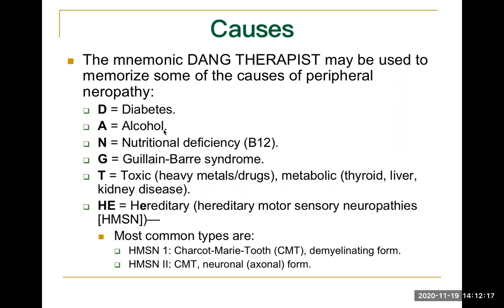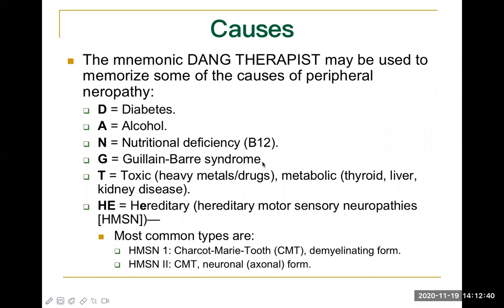A stands for alcohol. Alcohol is a toxin, and that toxin can badly damage the nerve. So peripheral neuropathy occurs with alcohol consumption. Nutritional deficiency, especially vitamin B12. Just now you talked a little bit about that. Subacute combined degeneration of the spinal cord occurs in vitamin B12 deficiency.